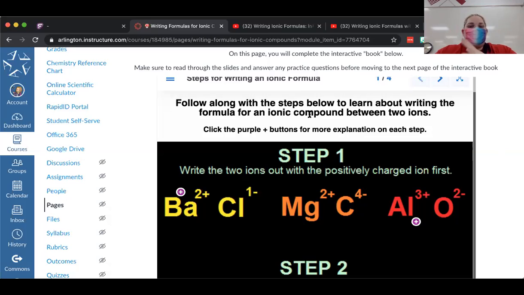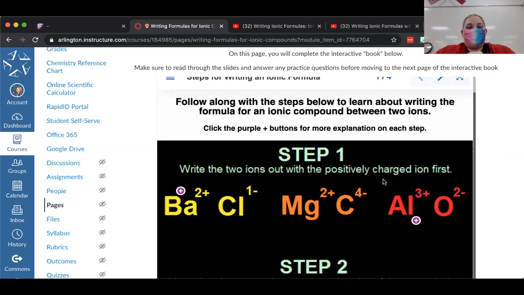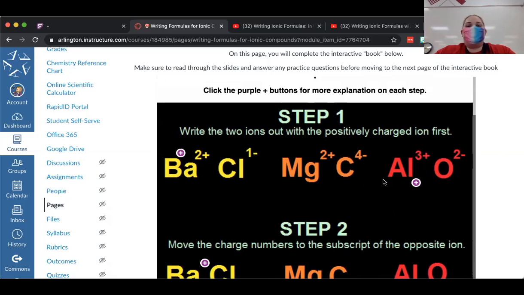If they don't give me the name, if they go ahead and give me the symbols, then I need to know the charges for the elements. The first thing you need to know is that when we do these, the positive ion is always first. That's the metal. Just like in the name, the metal always goes first, the same thing in the formula. So this one, they've given me barium and chlorine.